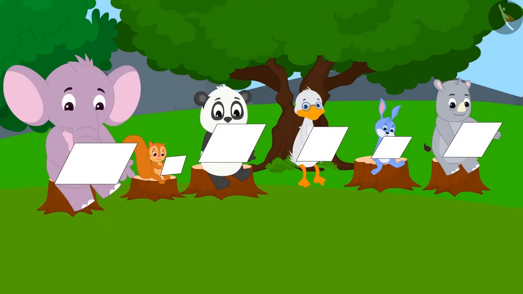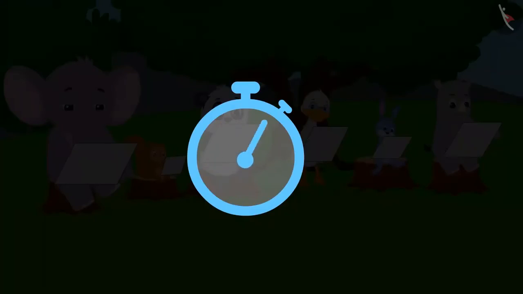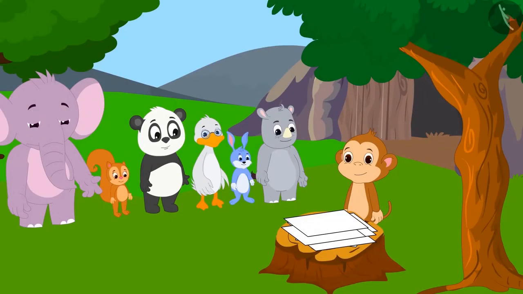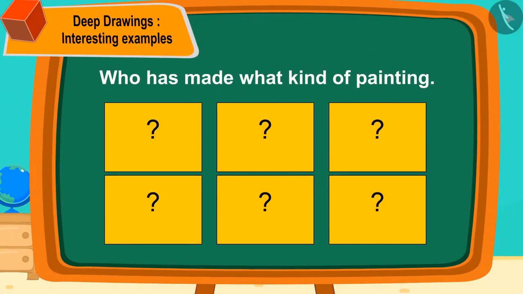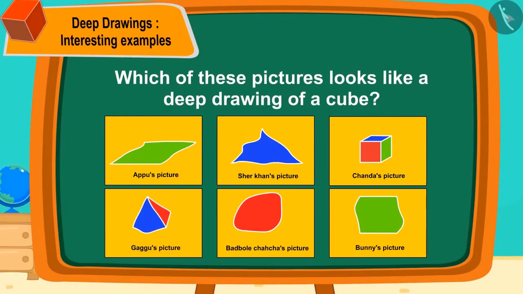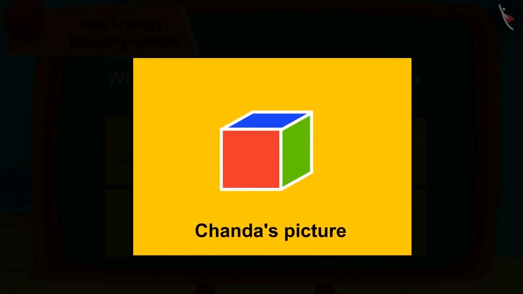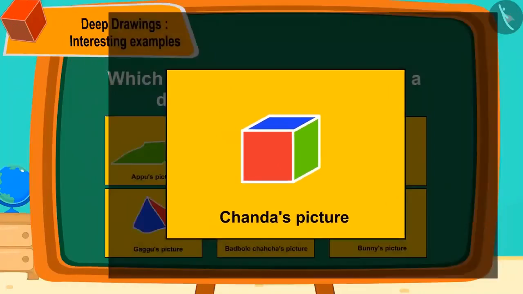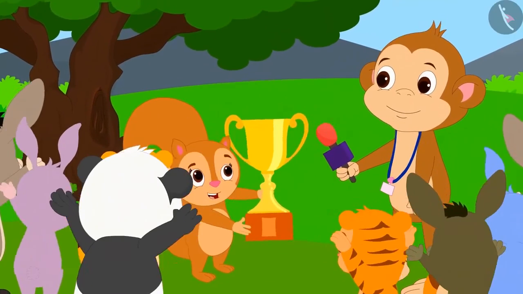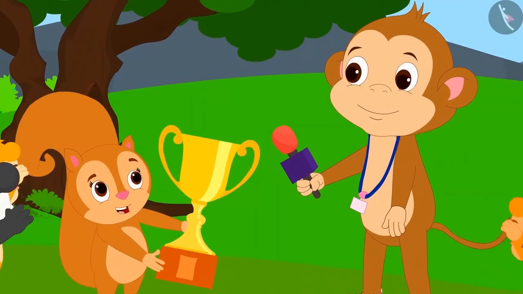Everyone started drawing their own pictures. Time ran out and everyone gave their pictures to Babban. Let's see who has made what kind of picture. Children, can you take a look at these pictures and tell us which of these pictures that you see in front of you looks like a deep drawing of a shape of a cube? Yes, Chanda's picture is a deep drawing of a cube. Because Chanda's portrait was the most beautiful, Chanda won the prize.